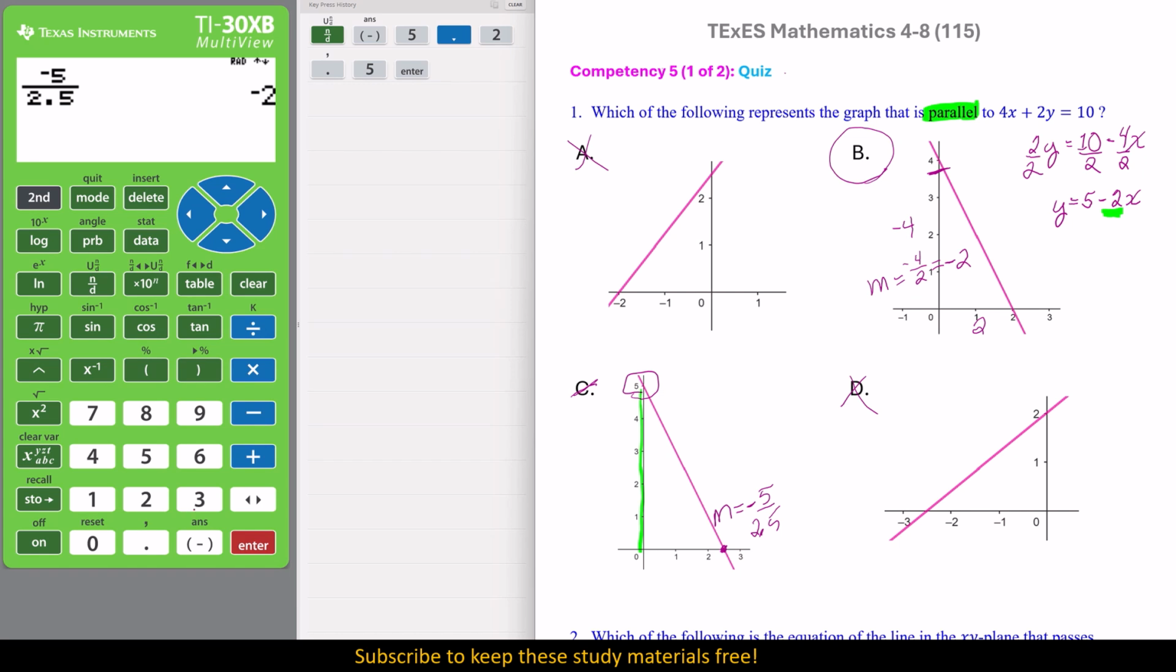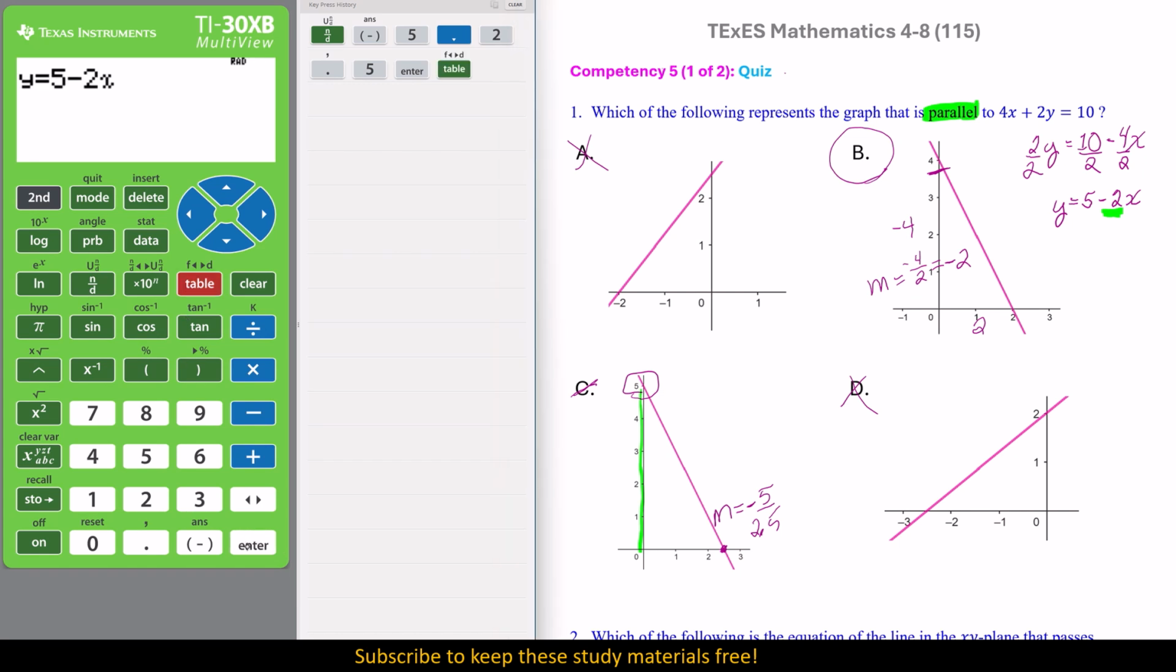All right, well, let's put that in our table and see what happens. We've already answered the question. At this point, we're just analyzing our findings. Let's clear and clear. 5 minus 2x, it's already entered. So now let's enter and start at 0. Let's see what we get.